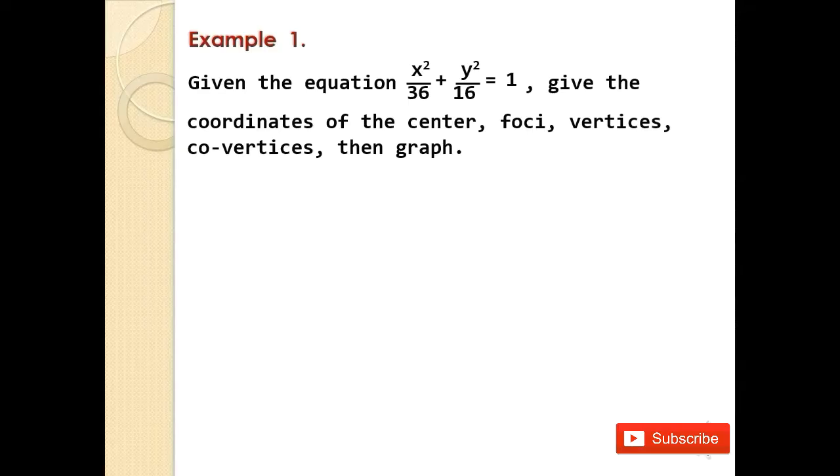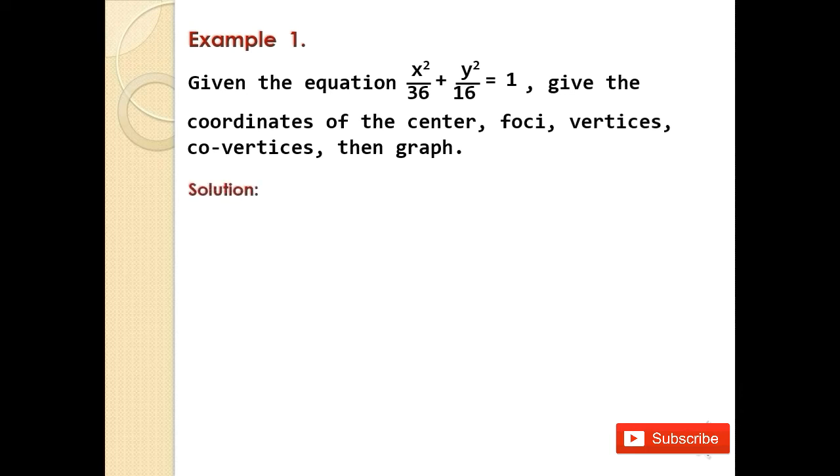Let us now discuss how to graph the ellipse given its equation. Example number 1. Given the equation x squared over 36 plus y squared over 16 equals 1, give the coordinates of the center, foci, vertices, co-vertices, and then graph.